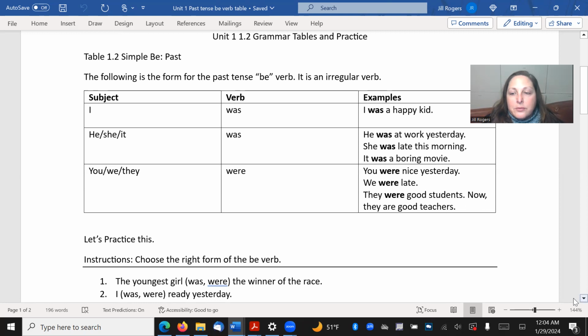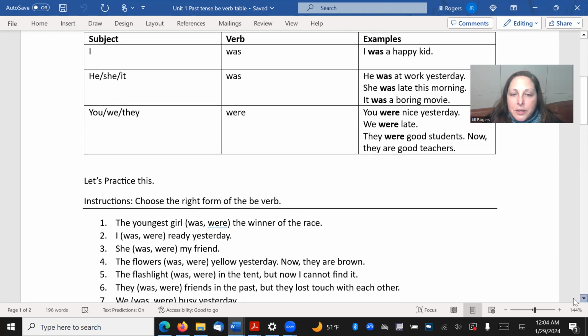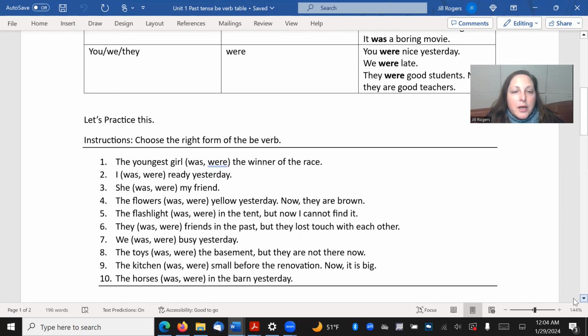Okay. So we're going to go ahead and practice. We'll do what we always do. Let's do the first 2 together. And then I would recommend you pause the video, try it all on your own. Okay. And then come back for the answers so you can review your progress. Okay. So number 1, so let's first read the instructions. It says choose the right form of the be verb. Okay. Remember, it's simple past.